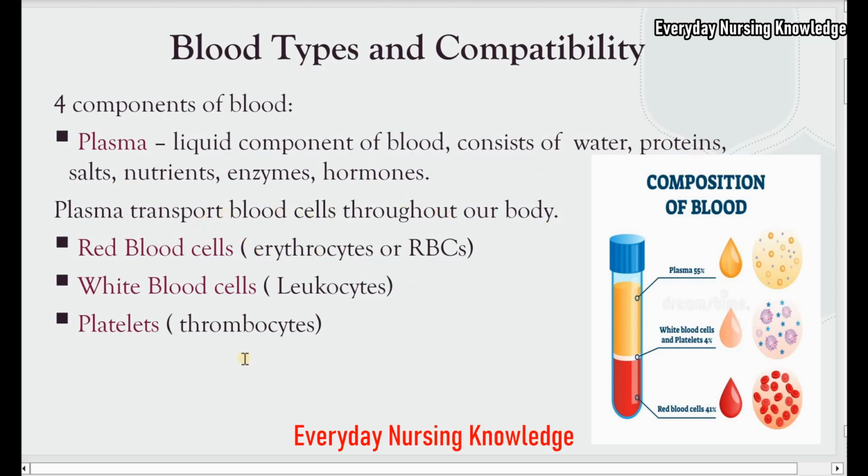Now, three types of blood cells are red blood cells. It is also called erythrocytes or RBC, and helps to transport oxygen throughout our body. White blood cells or leukocytes help to fight infection, and platelets or thrombocytes help in clotting of blood.